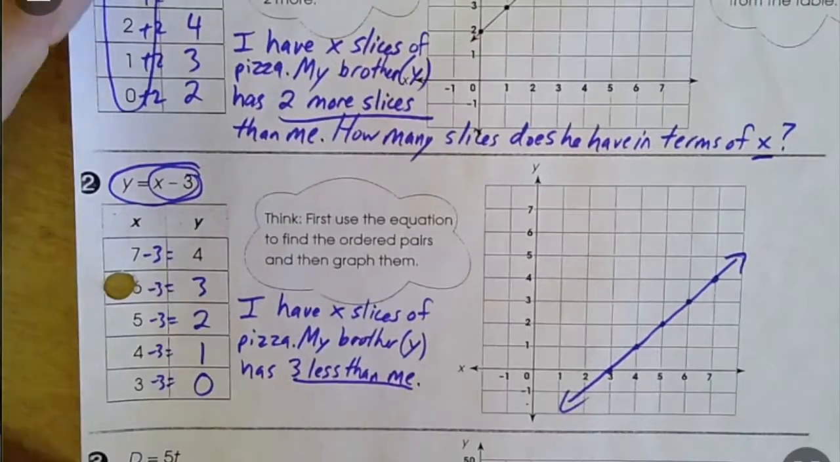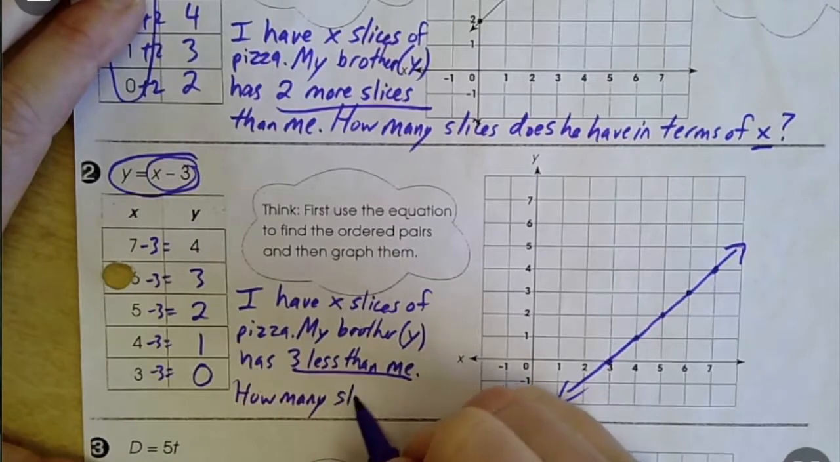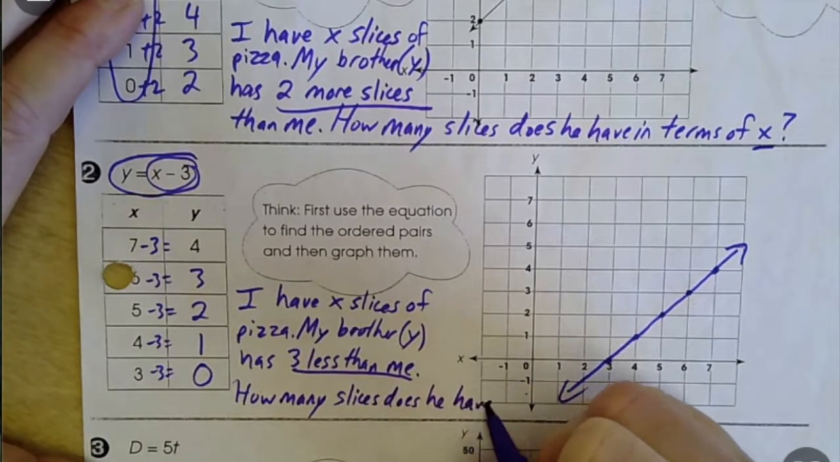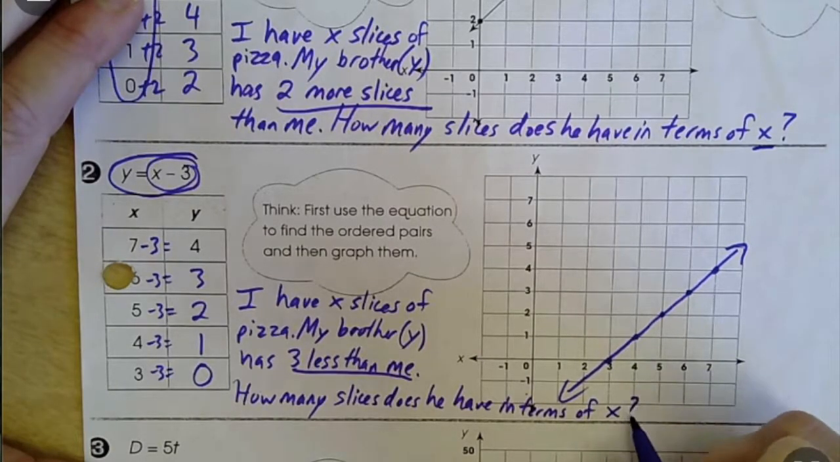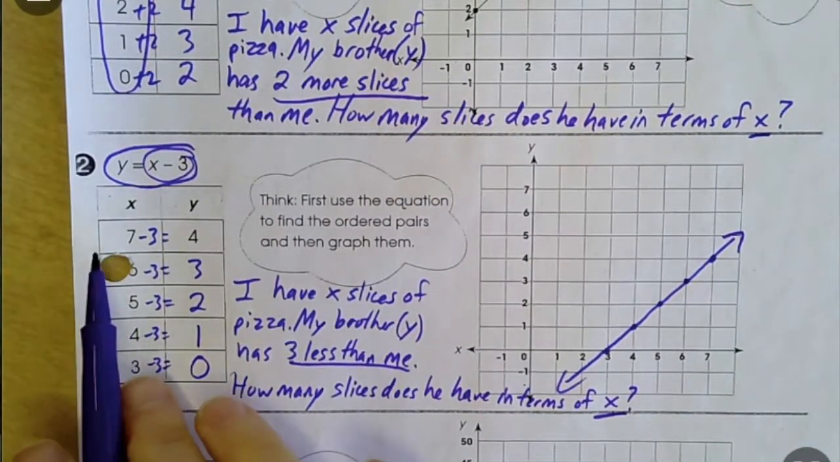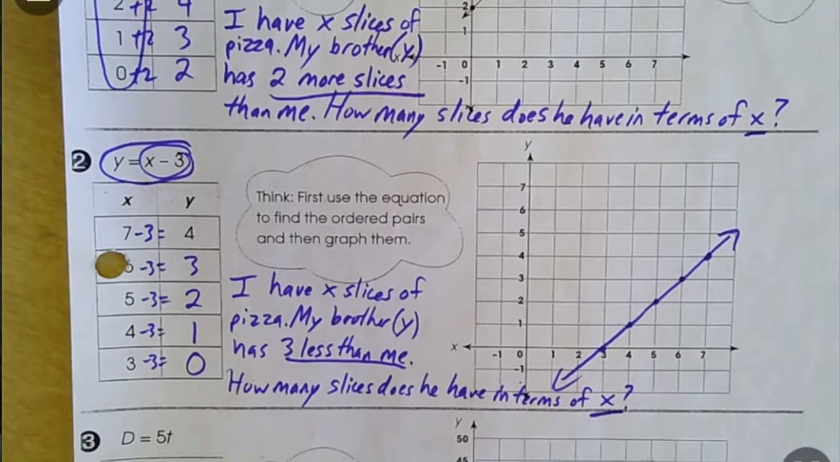So then I have to ask how many slices does he have in terms of x, because I never really tell you what I have, I just say I have x. If I give you a number for x, then you could subtract and figure out what he has. So there's your story problems there.